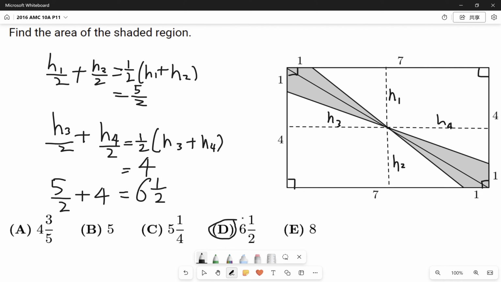So the key in this problem is we have to visually accept that this is a rectangle, and we have to understand how we can split this into two separate triangles, which we can draw the height of. Now when figuring out the height, we realize that H1 plus H2 is the width of the graph of the rectangle, and H3 plus H4 is the length of the graph.